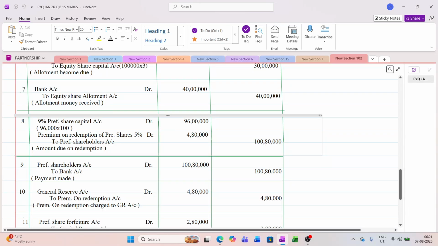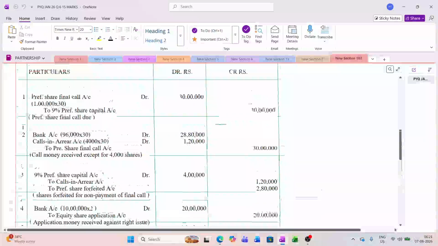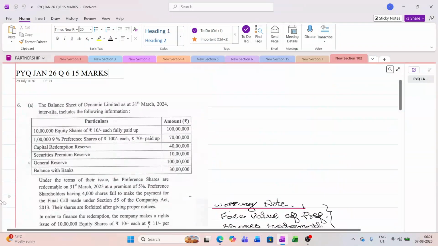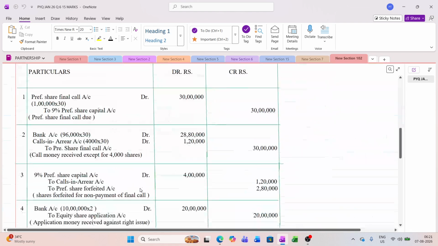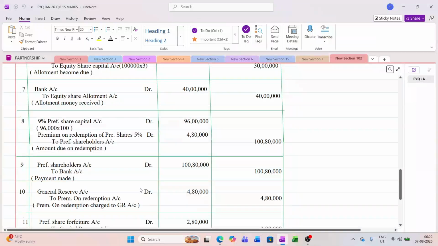Now you have to make the due for redemption. So 9% preference share capital account, 96 lakh. As the question says, we have to redeem it at a premium of 5%. So 5% is the premium on redemption. This will also be taken out of the profit. So here you are debiting the premium. Later you have to transfer it to your P&L account or general reserve account. There is no P&L, so we are going to transfer it from general reserve account.